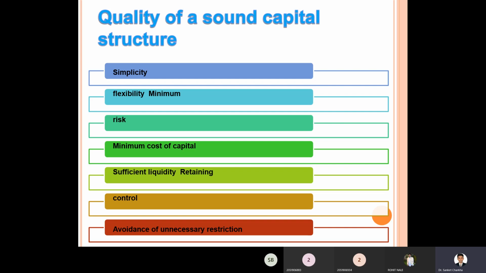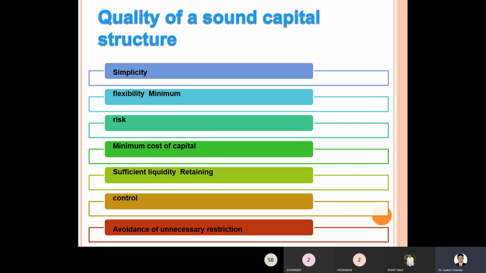The next qualitative factor is sufficient liquidity retaining. Whatever amount you are holding or raising should have a sufficient liquidity perspective. That amount should be liquidly available with you, so that at any point of time, in whatever way it is required, you can optimally utilize the resources for the firm's composition.